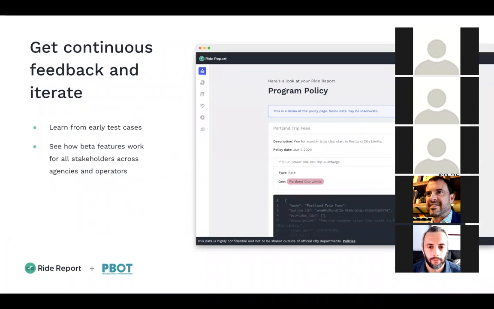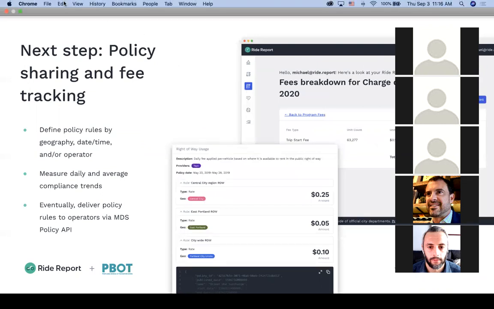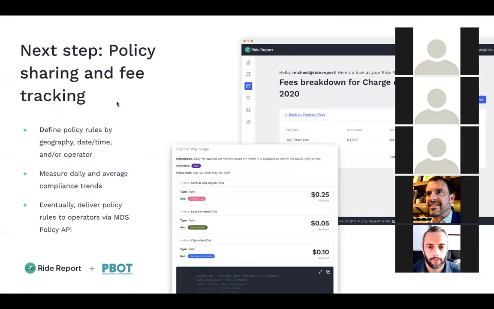So this is a look at our policy page in the Ride Report dashboard. This is still in development, but we're quite excited about it. Right here, we're expressing a policy, which is the 25-cent per trip fee for Portland city limits. And this enables Portland to track trips that are happening within Portland city limits and multiply that number of trips by the per trip fee. So we're using this as an early test case, which will then be used in iterative fashion for more policy expressions.